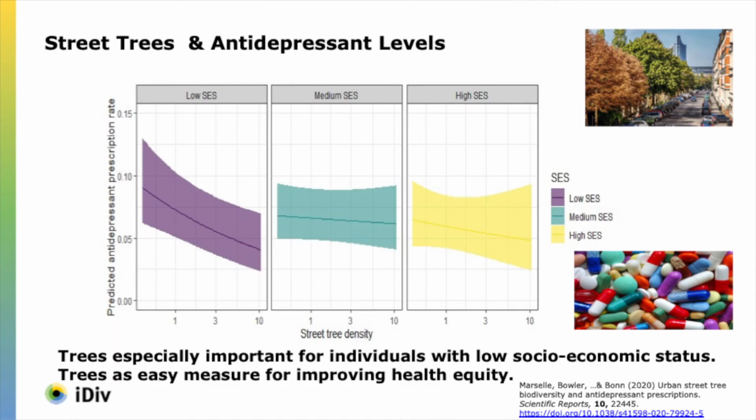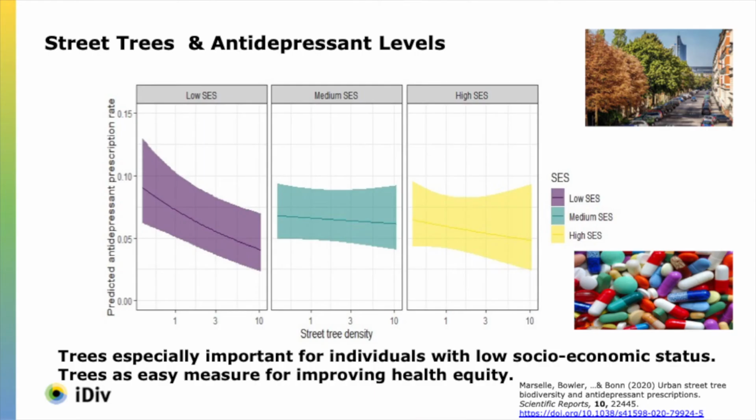vicinity. And here we also saw that this was especially important for people with lower socioeconomic status. They already have a higher risk of suffering from depression and anxiety. And here we could see that this relationship was especially significant for this portion of society, and thereby street trees can contribute to happiness, and they are also an easy measure for improving health equity. I would like to show you two more examples.